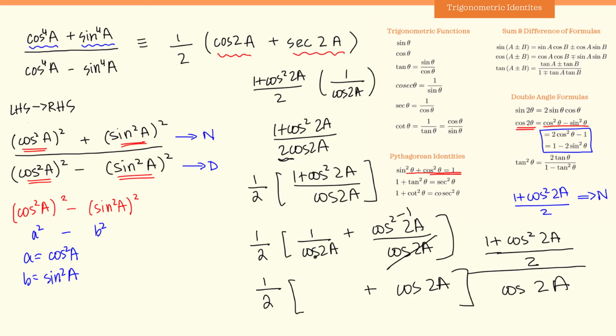And for this 1 upon cosine of 2a, I'll use this identity: 1 upon cosine theta can be written as secant of theta. So I'll write this as secant of 2a. And this was the expression on the right hand side. Secant of 2a plus cosine of 2a can be written as cosine of 2a plus secant of 2a. So it's the same thing. So I have proved my identity.